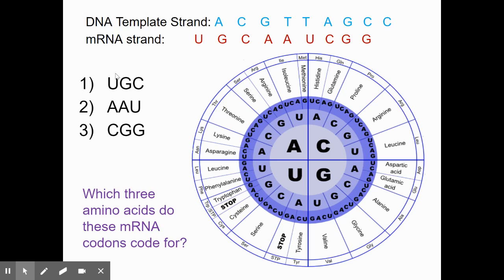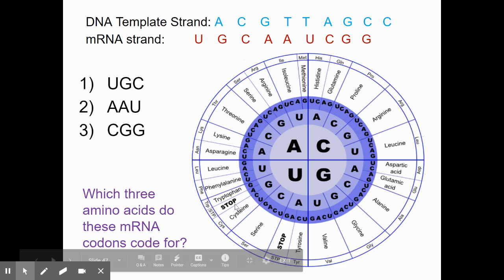So let's take a look at number one, UGC. You'll notice up here, that's our RNA codon. Remember, it's going to be DNA that's actually coding for this amino acid. Remember, mRNA is simply the copy. So we're going to use the RNA, and we're going to start in the middle, and you're going to find the first base is U. Then you're going to move out, and the second base we see is G. Now, the third base we see is going to be C. And so the codon UGC codes for the amino acid known as cysteine.